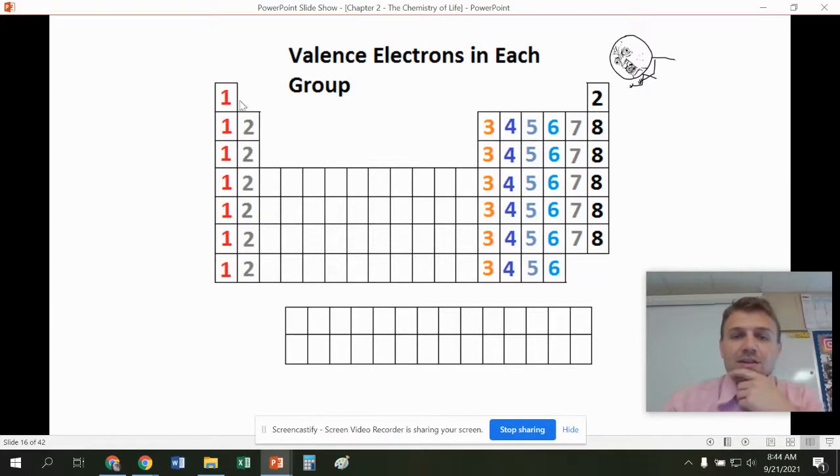You can find the valence electrons by looking at these groups here. You can find this row is 1, this row is 2, 3, 4, 5, 6, 7, and 8. But remember, the helium only has 2 because it kind of should be over on this side, but they usually group it over here with the noble gases.